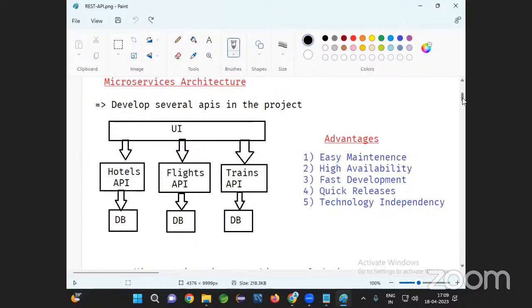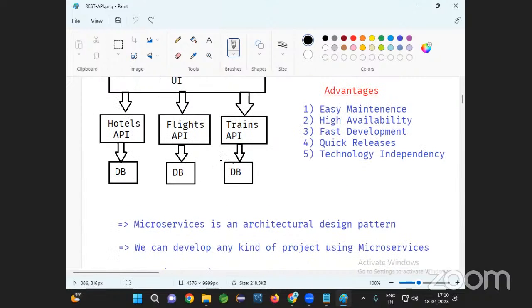What is the meaning of microservices architecture? Divide the functionality into multiple APIs. We are not going to develop everything in one project. Functionality will be divided into multiple APIs. That is called as microservices architecture. Microservices architecture, nothing but collection of REST APIs will be available. Front end will be separate, back end will be separate. All the back end will not be available in one project. So independent APIs, small APIs we are going to develop. Those small APIs are called as microservices.